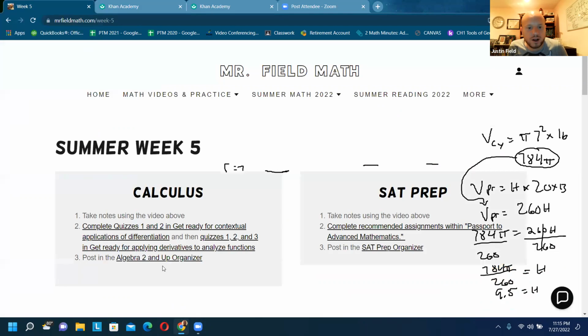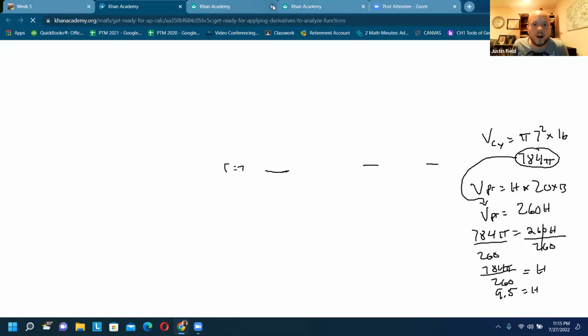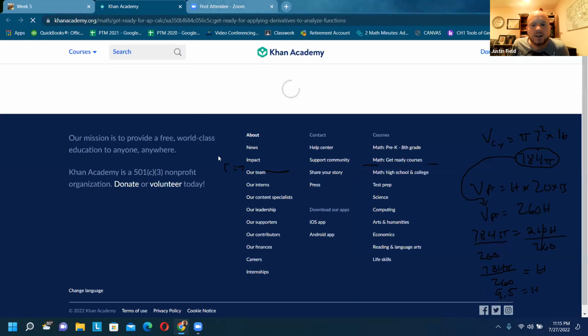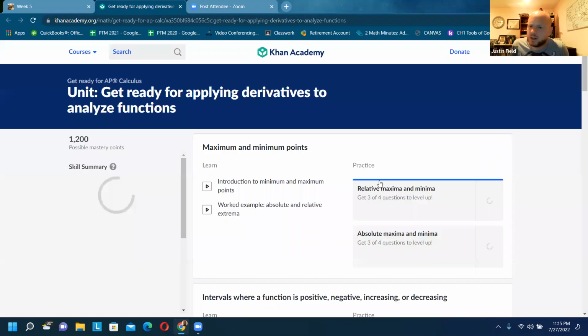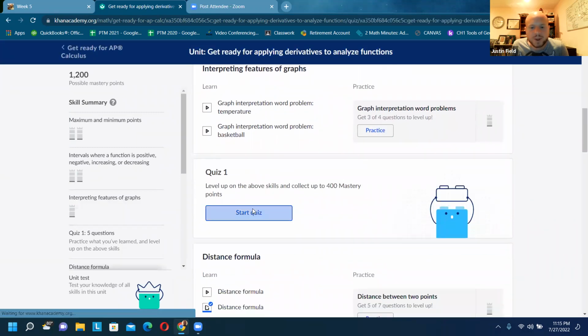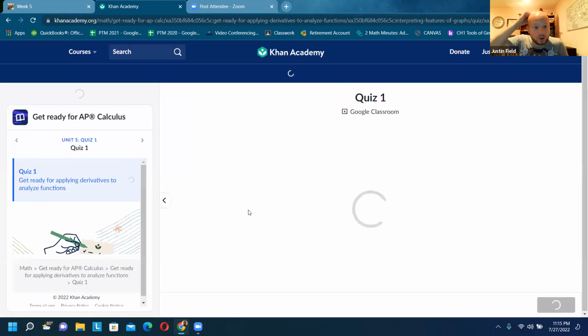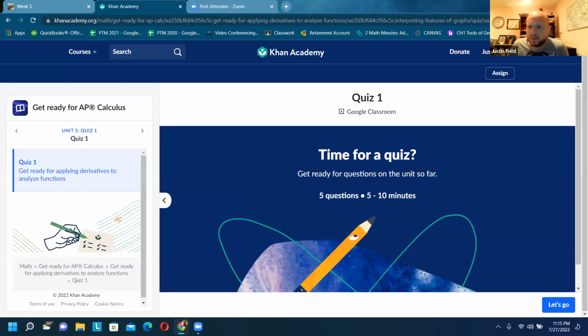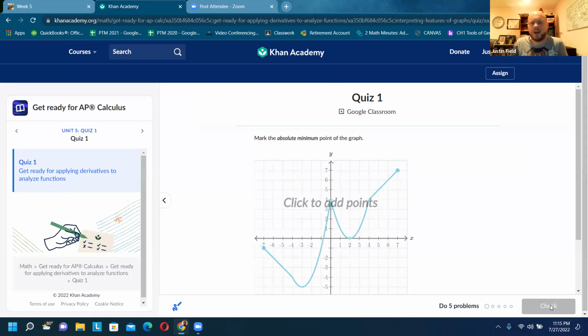Shall we do another quiz? 1, 2, and 3 and get ready for derivatives and analyzing functions. Let's do one more quiz. Because this is calculus, right? Distance formula. Maybe you could do 2 more quizzes. Okay. 5 to 10 minutes. What do we got to lose?